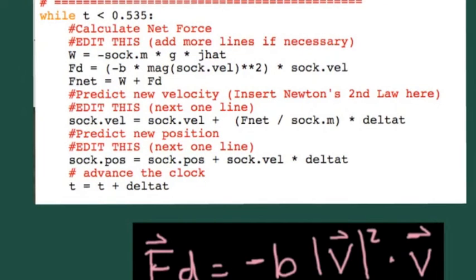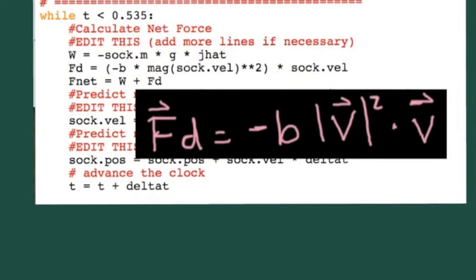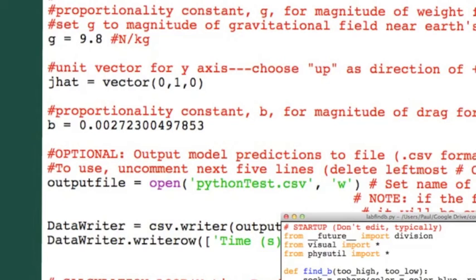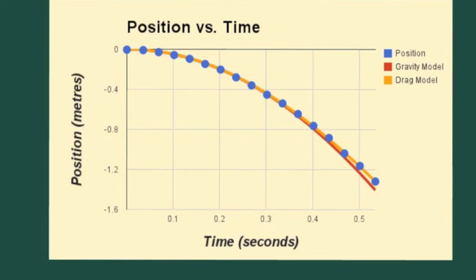With the formula for the drag force in hand, I can simply add it to the computational model that we use for weight force. Now we have a model with two forces acting on the sock, the weight force and the drag force. I wrote a short Python program to find an optimal value for b. You can find a link to download this program below the video. In the new model, taking into account both gravity and the drag force, shown in orange, is a much better fit.